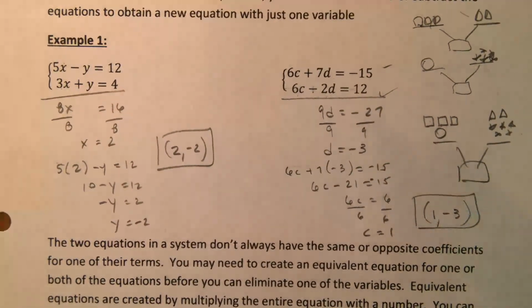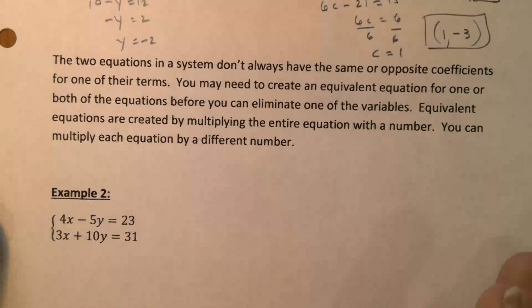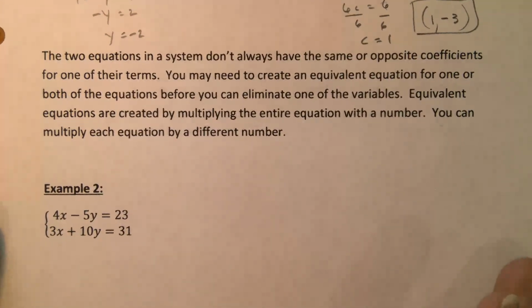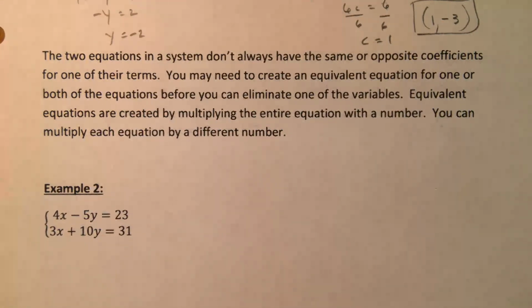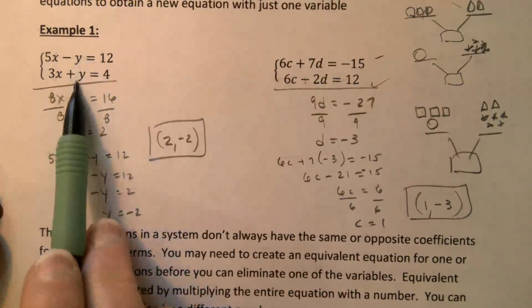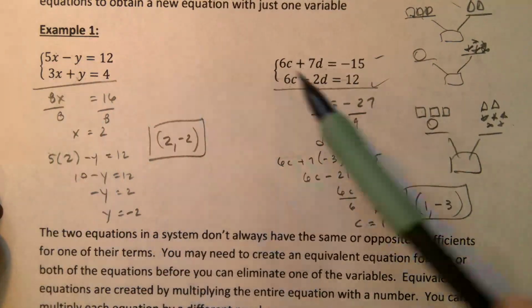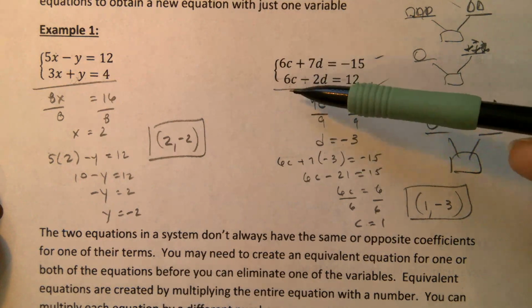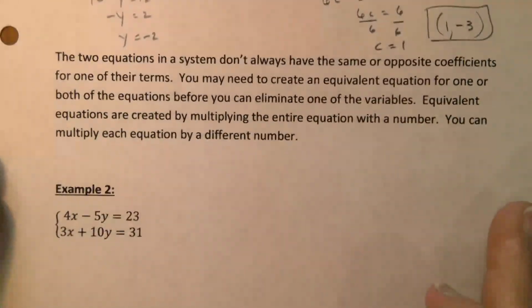Okay, so those are elimination. You start by eliminating one of the variables, then you use substitution to find the other, and then you go back and check. The two equations in a system don't always have the same or opposite coefficients for one of their terms. So in this case, these both had opposite coefficients of 1 and -1. These two had the same coefficient of 6, so we were able to easily manipulate those.